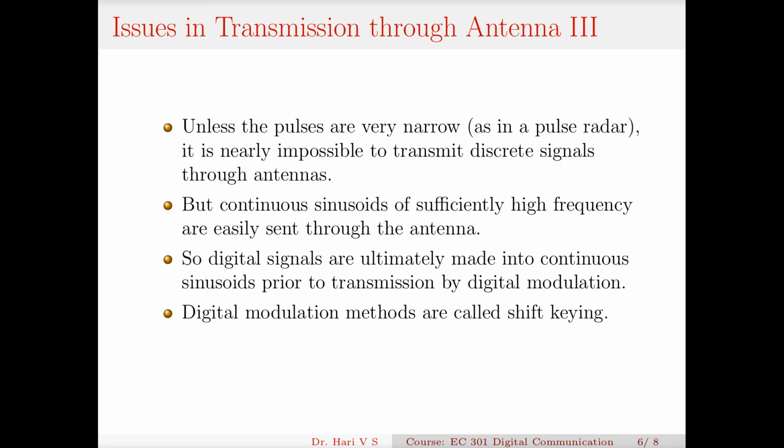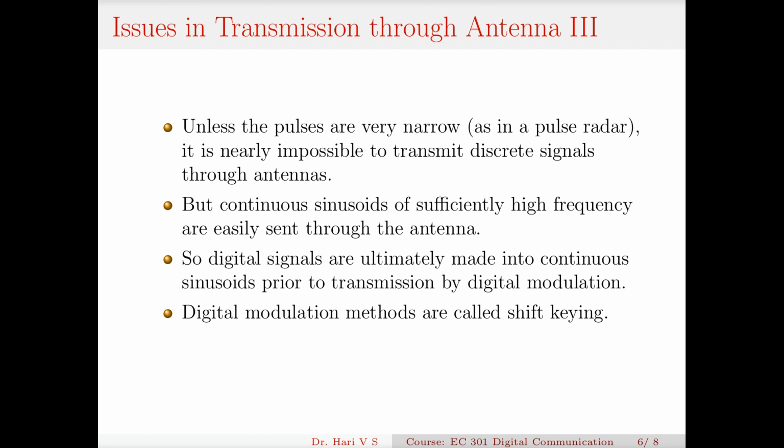So unless the pulses are very narrow, very short, as in a pulse radar, it is nearly impossible to transmit discrete signals through antennas. Only in one case you transmit a pulse through an antenna, that is in the case of a pulse radar. There you use a very short pulse and a very big, gigantic, immobile antenna. But in practical cases like mobile transmission, we cannot use such antennas or such pulses. But continuous sinusoids of sufficiently high frequency are easily sent through the antenna.